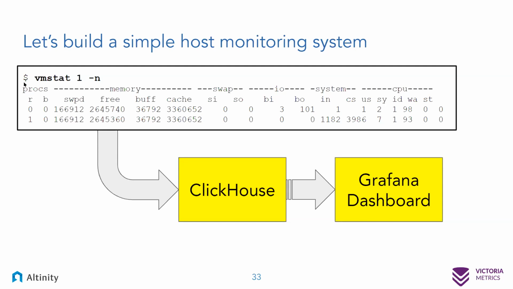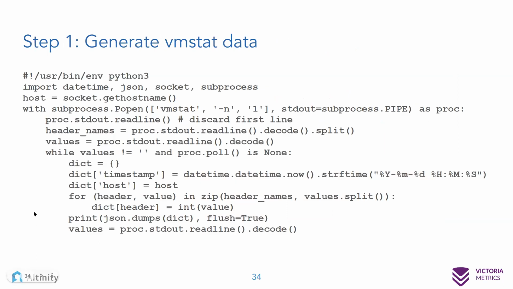So what we'll do is we're going to build a little collector, which will run VMstat and pull the data out. We're going to feed it into ClickHouse, and then we're going to build a Grafana dashboard to look at it. So let's do the first step. That's to generate the VMstat data. If you're a Python fan, this won't look totally frightening, but basically what it's doing is it's opening up a process, a VMstat command, and it's just reading the data out.